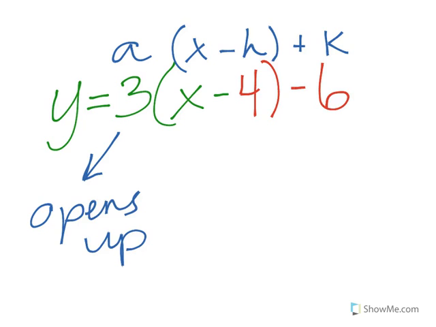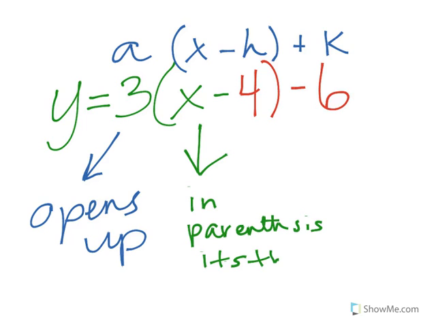The trickiest part of vertex form is the number inside the parentheses. In a quadratic, it means it's the opposite sign of what you think. Right now it looks like negative 4, but since it's the opposite sign, it's going to be positive 4. That's the x of my vertex.